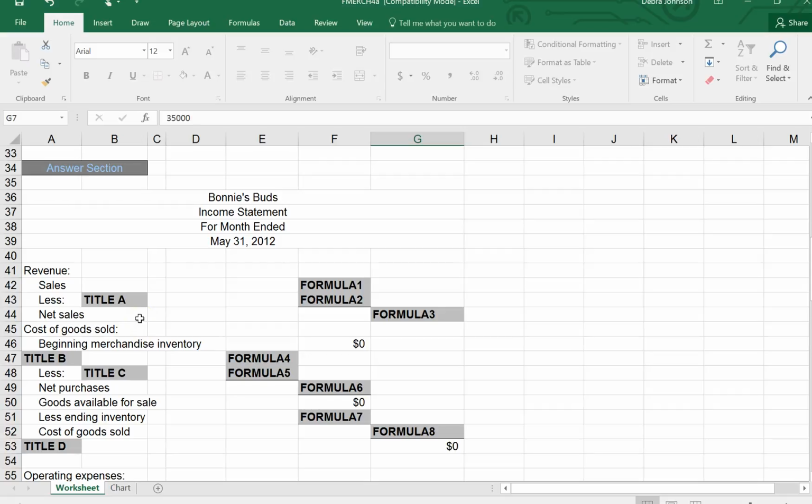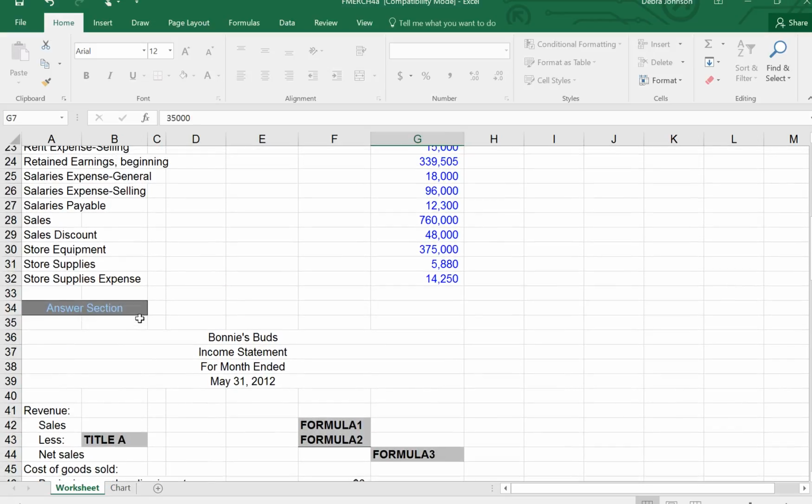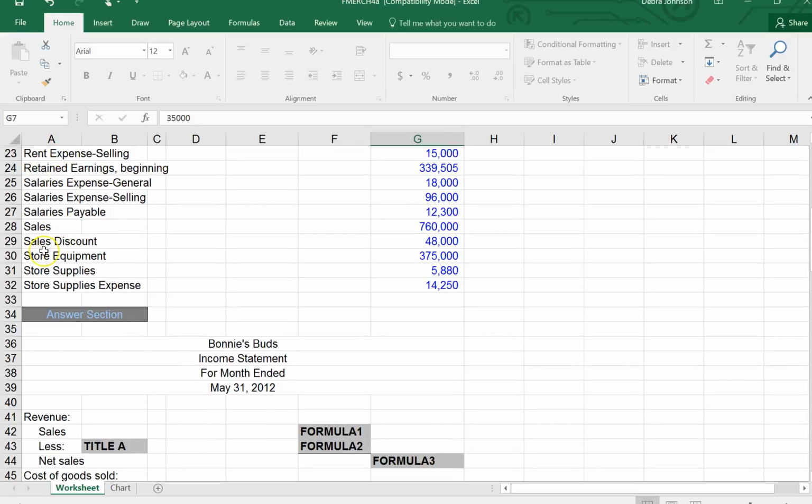Can you remember what they were? There were two of them. There was sales returns and allowances and sales discounts. Let's move up to the data section, and you'll notice that in this problem, all we have in the term of contra accounts for the revenue accounts is the sales discounts.